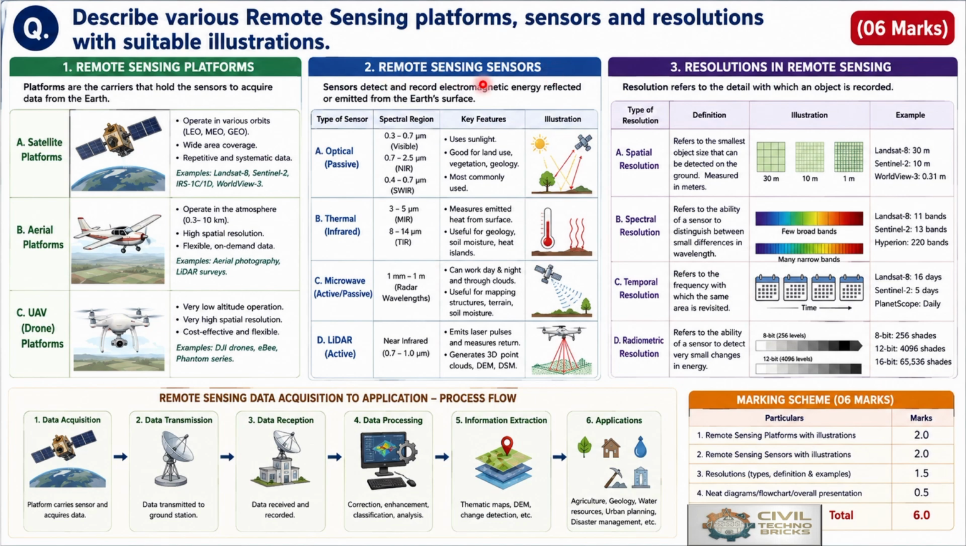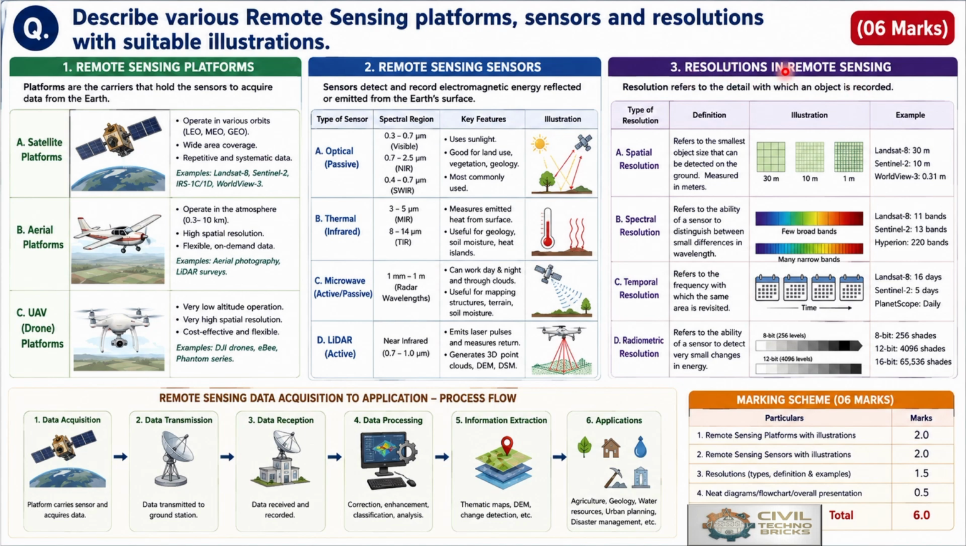Second one will be the remote sensing sensors. Sensors detect and record electromagnetic energy which is reflected or emitted from the earth's surface. These sensors are divided into two parts basically, active sensors and passive sensors. So first will be the optical, that is the passive sensors. Second one will be the thermal, that is the infrared sensors. Third one, microwave, that is a combination of active and passive sensors. And the advanced are the active sensors, that is the LiDAR system. Here these remote sensing sensors are most important to collect the data and for its accuracy.